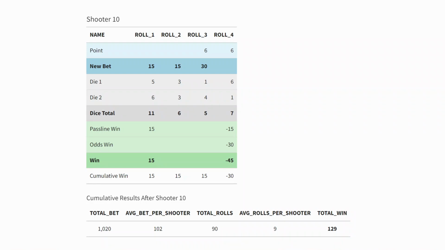So at the end of it, they bet $1,020, $102 average bet per shooter, 90 rolls, and a total win of $129. So if I was playing that, I'd probably look for a little more action than that, but they did pretty well for that session. So $129, so not too bad.